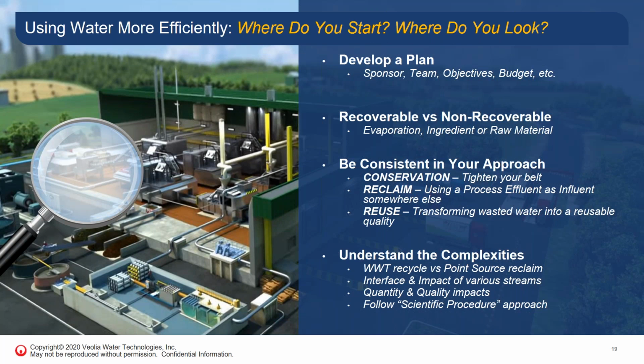Secondly, estimate what in your plant is achievable or recoverable versus what isn't. And by that, I mean, there are just certain water streams in certain plants that you can't recover. Evaporation from a cooling tower being one. Secondly, ingredient or raw material water that goes into your process. Obviously, you're not going to get back those volumes from your plant.